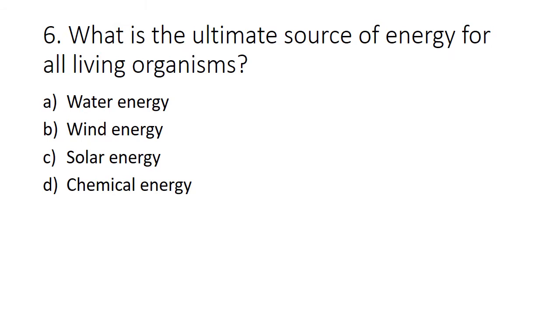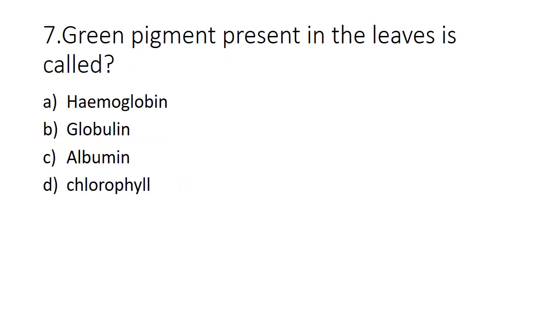So the sixth question is, what is the ultimate source of energy for all living organisms? A. Water energy, B. Wind energy, C. Solar energy, or D. Chemical energy. So the correct answer is option C. Solar energy. Because the ultimate source for living organisms is the sun, the sunlight. So now we will move on to the seventh question.